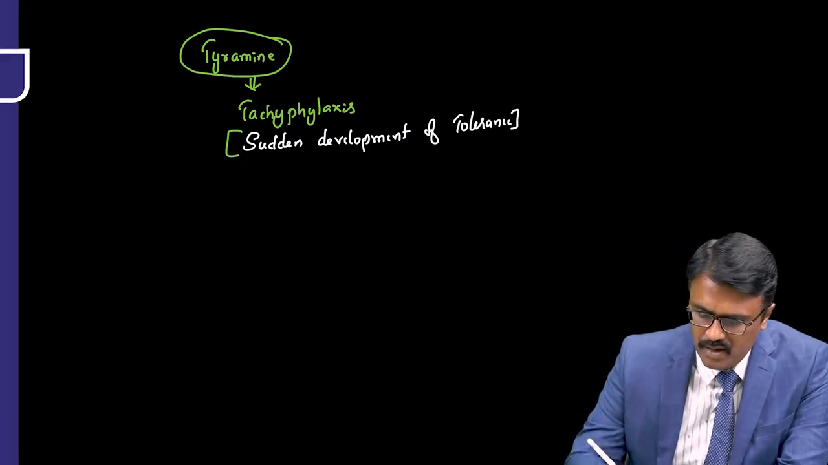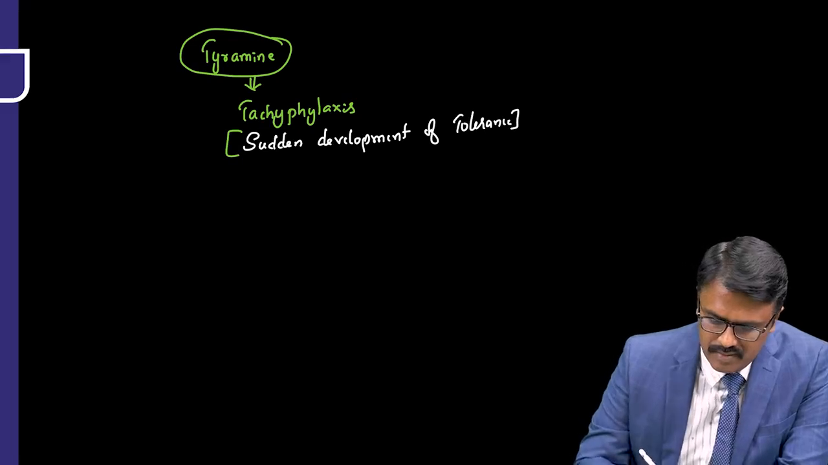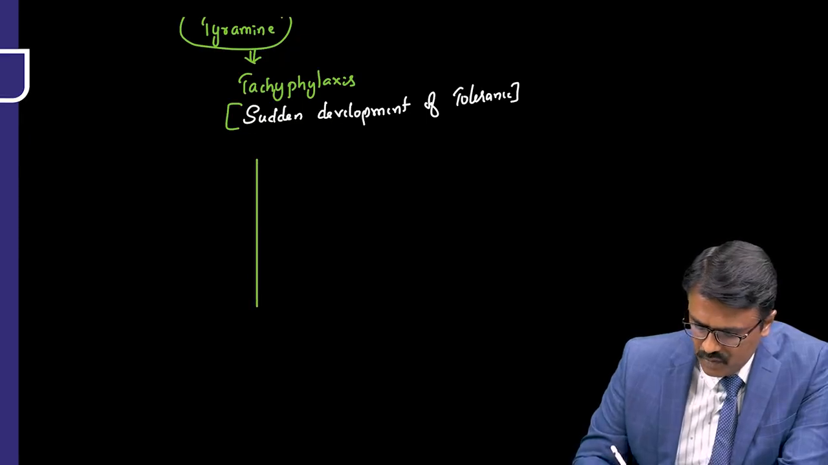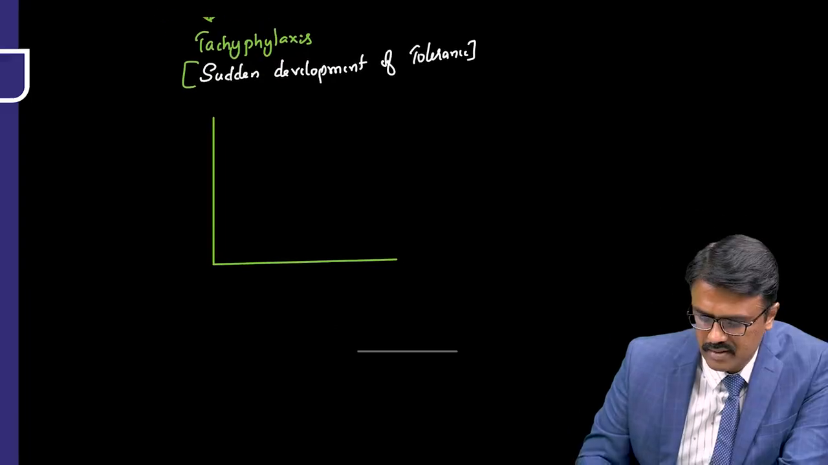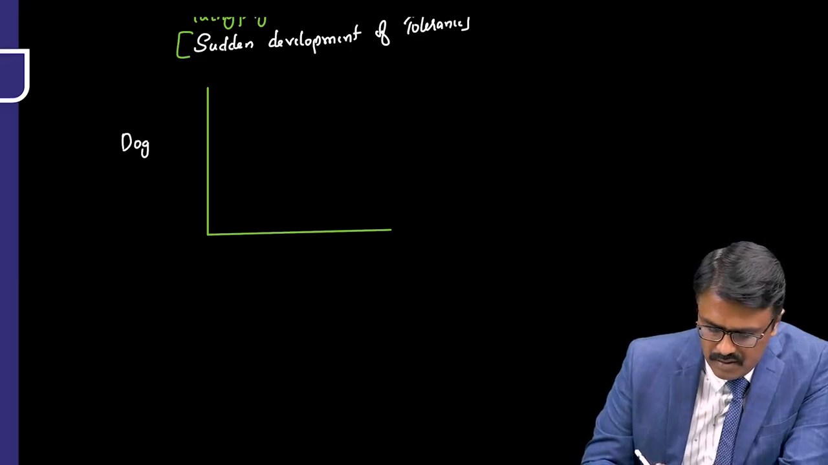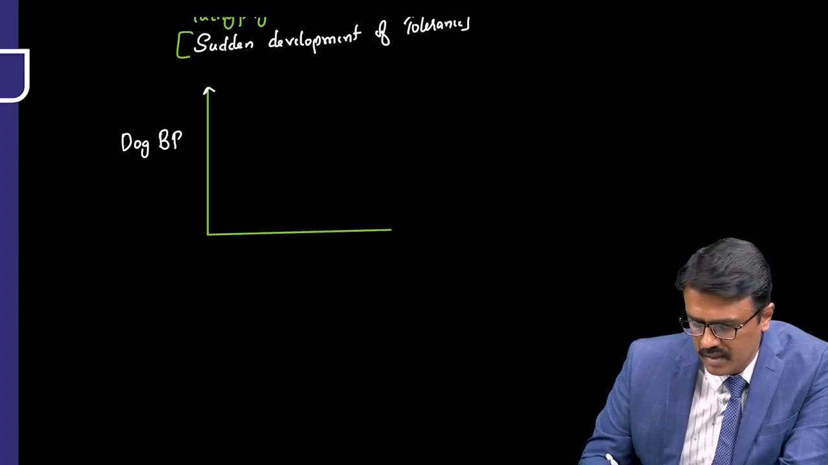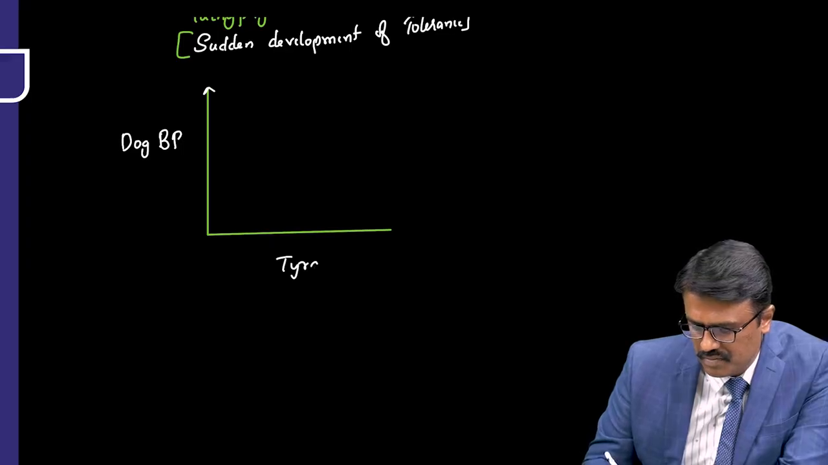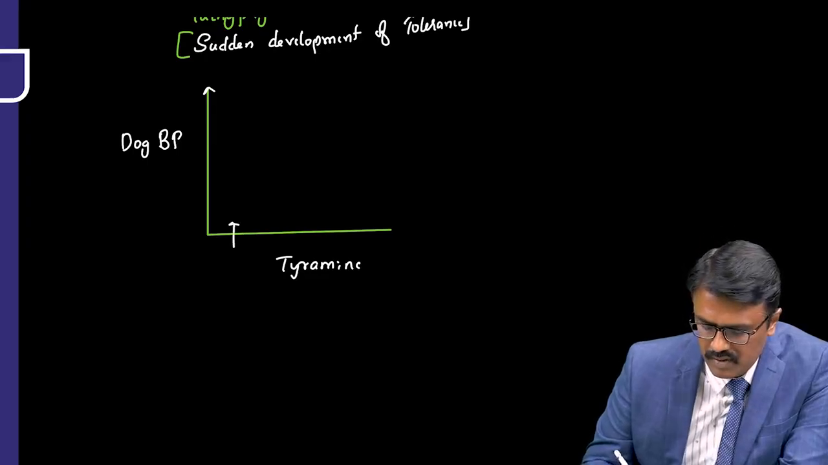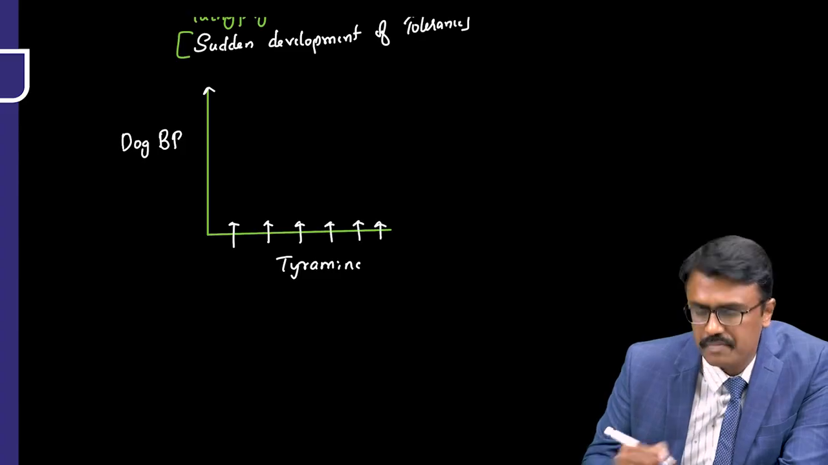That's it. Now, there was an experiment done on a dog. It is like this. So, this is the y-axis. This is the x-axis. In the dog, they wanted to measure the BP. So, this is the dog blood pressure on the y-axis. And here it is the tyramine dosage. So tyramine was given here. It was given repeatedly. So what happened when they gave it repeatedly to the dog?